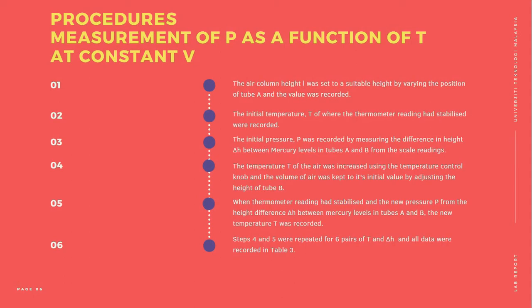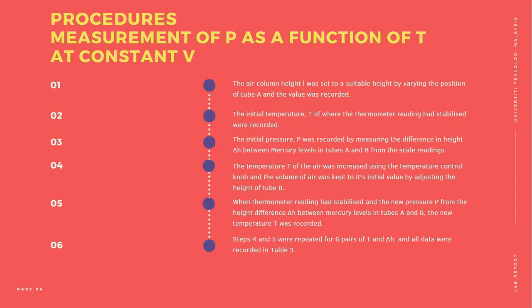Moving on to the last part of the procedure, we dealt with the measurement of pressure as a function of temperature at a constant volume. Our constant volume was 26.95 milliliters. To set this part of the procedure up, firstly, we set the air column height L of tube A to a suitable height by varying the position of tube A, and then we recorded the value. Next, when the thermometer reading had stabilized, we took it as the initial temperature T. For the initial pressure, we recorded it by measuring the delta H.